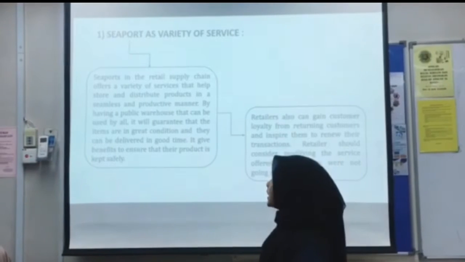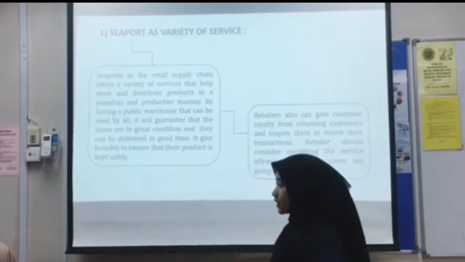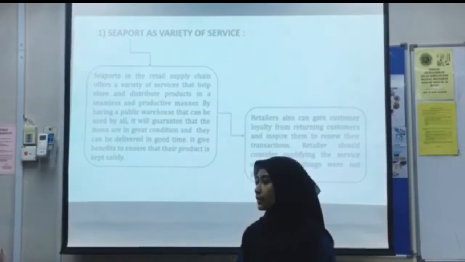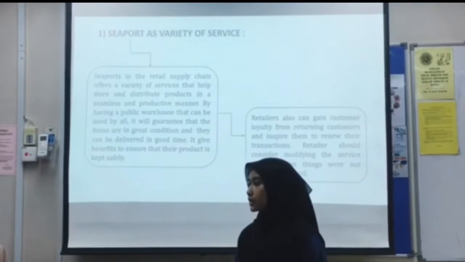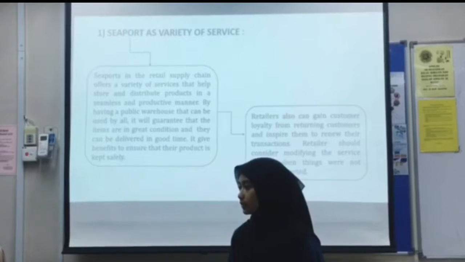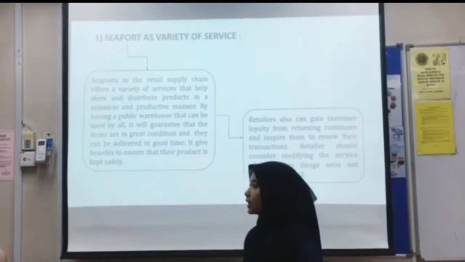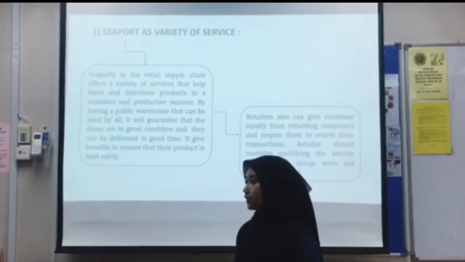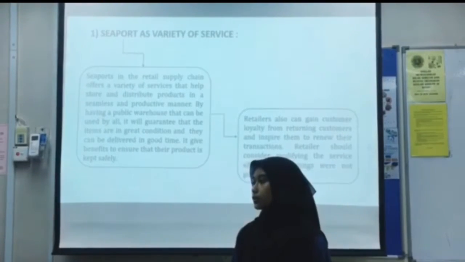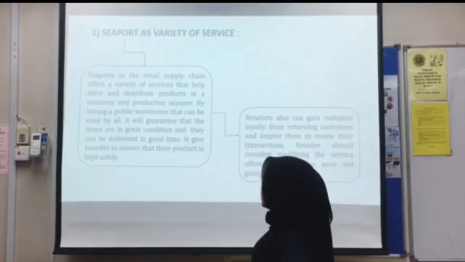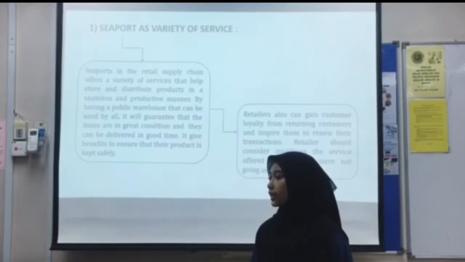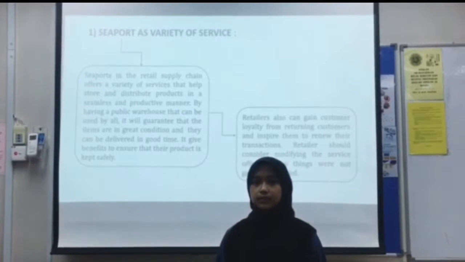The first one is seaport as a variety of services. Seaports in retail supply chains help store and distribute products in a seamless and productive manner. By having a public warehouse that can be used by all, it will guarantee that the items are in good condition and can be delivered in good time. It gives the benefit of ensuring that the product is kept safely.